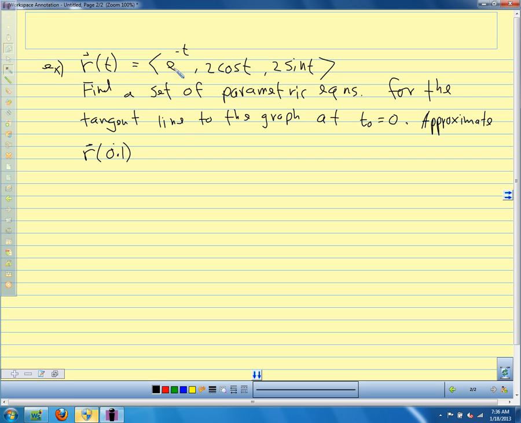And in the limit, as t approaches infinity, what curve do we have? A circle in the YZ plane, right? So we have this kind of spiraling motion that gets faster and faster. So that's what our curve looks like. So we want to find, and we're looking at the tangent line to the graph at t0 equals 0. So to write our set of parametric equations, what 2 pieces of information do we need?